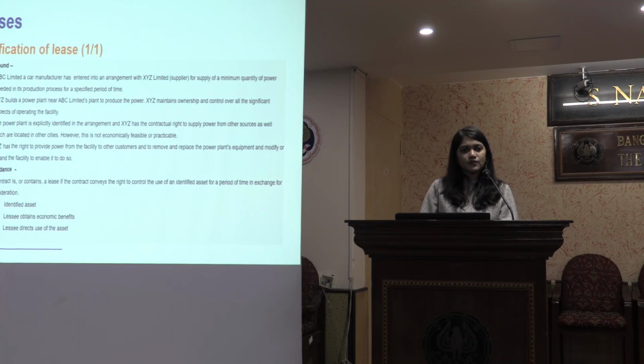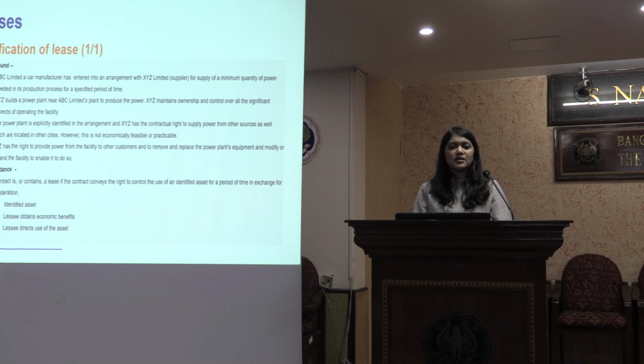This is a service contract. Everyone, service? Why? Do we have an identified asset here? Yes. The power plant is there, and there is a minimum quantity of power that ABC has to take. It is written that XYZ can provide power from other sources as well, but it would not be economically feasible for XYZ. So that is not a substantive right of substitution with XYZ. Therefore, we'll say there is an identified asset at least.